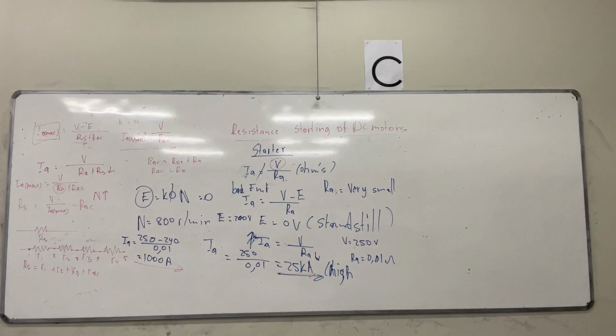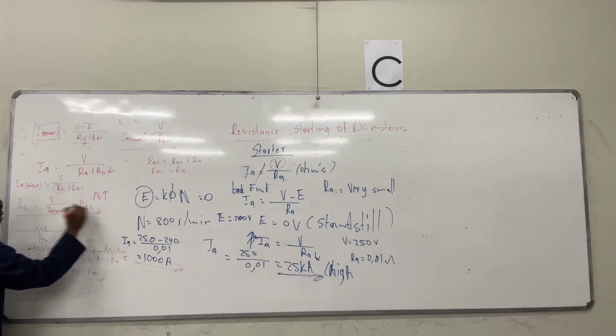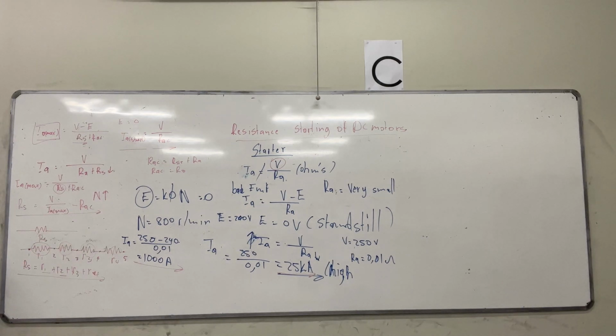It makes sense? Okay. RS is basically the total starting resistance. So now we want to calculate the resistance of each element, one by one. Okay. How do we do that? We know how the total is calculated.